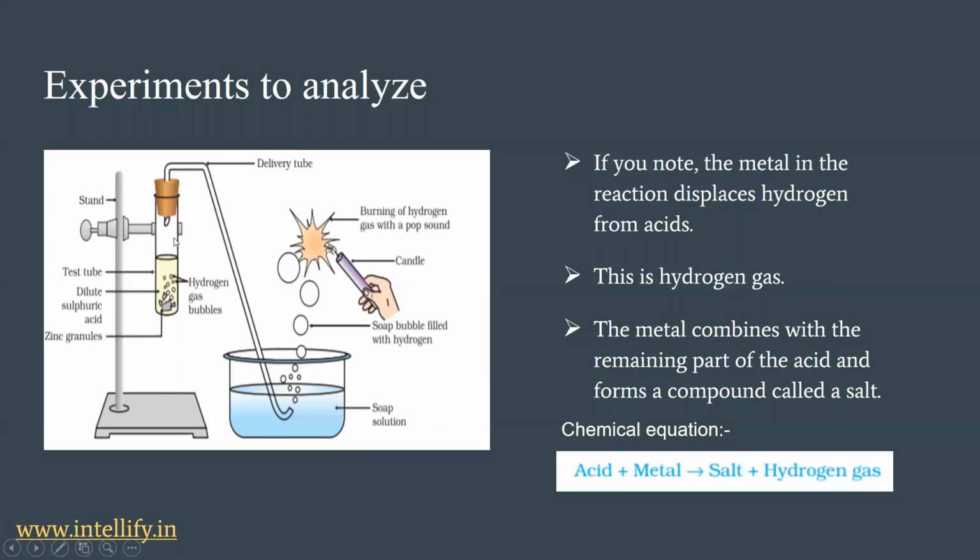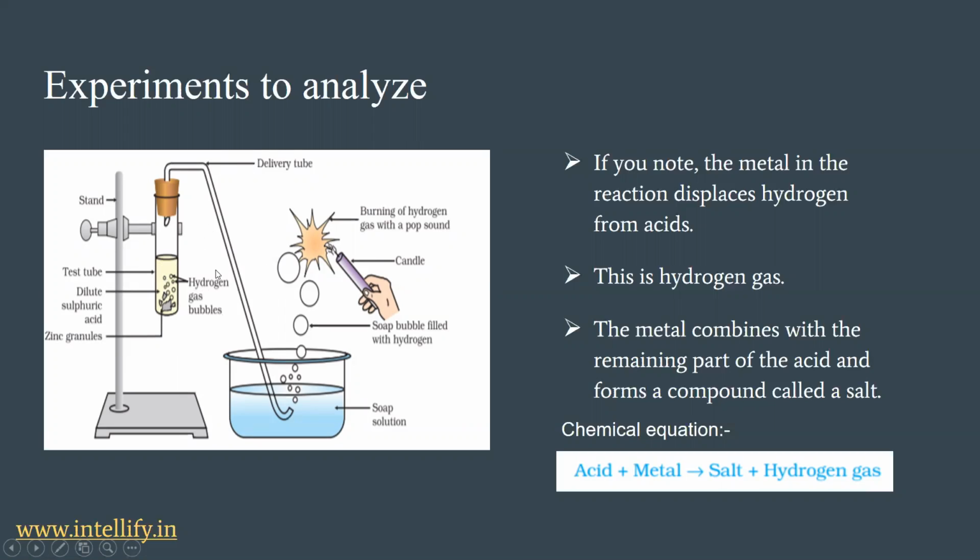You take a test tube and add 5 ml of dilute sulfuric acid. Then you add zinc granules to it. Immediately after you have added zinc granules, the reaction takes place and gas bubbles are generated.